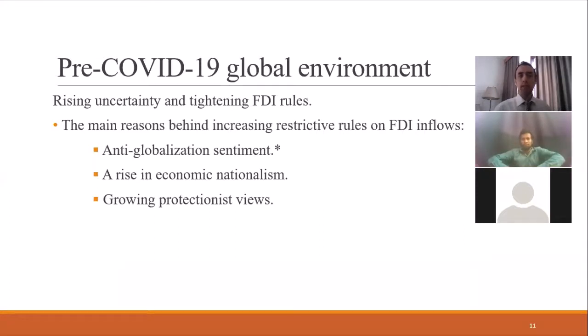The main reasons behind restrictive rules on FDI inflows. Why are countries willing to put restrictions on FDI inflows to their countries? The first reason is anti-globalization sentiment, then a rise in economic nationalism, and finally growing protectionist views. About anti-globalization sentiment, we have seen all around the world that many people are against globalization because they believe that it increases inequality in society.